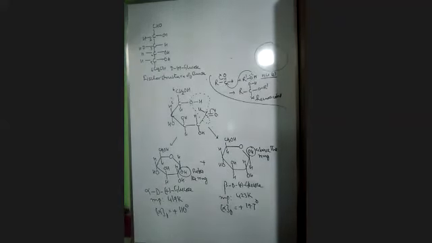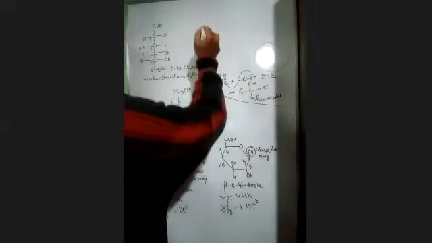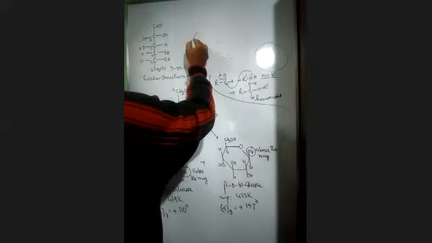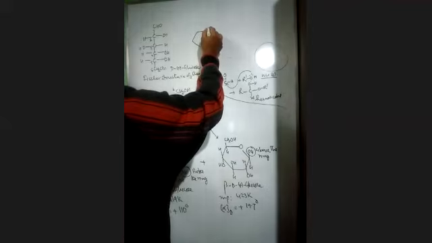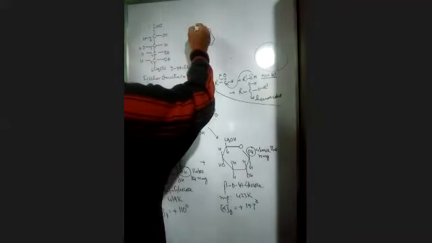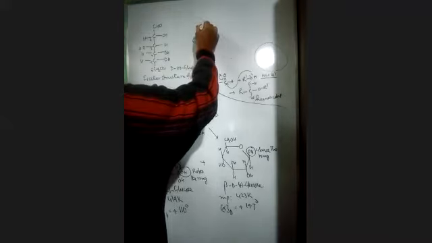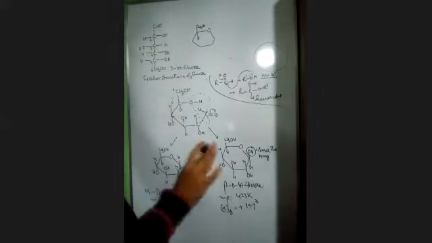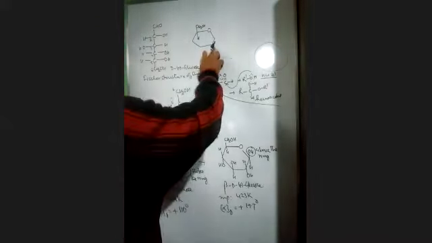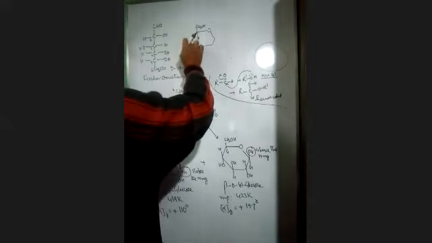Wait, see here. How to remember this structure? These structures are not at all difficult to remember. See, first you will draw a hexagon and you put oxygen here, exactly on the left side. You write here CH2OH. After that, look at this OH. Up to this carbon, they are in alternate position. If this is above, this will be below.